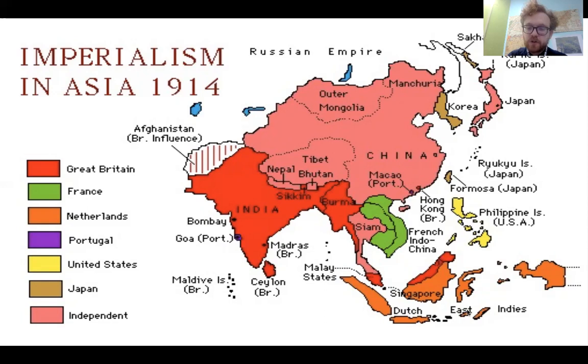We also got the Dutch in Indonesia right here. These are the Dutch East Indies. But for the rest of the lesson, we're going to actually focus on this collection of islands right here, the Philippines, and we'll look at them in just a second.